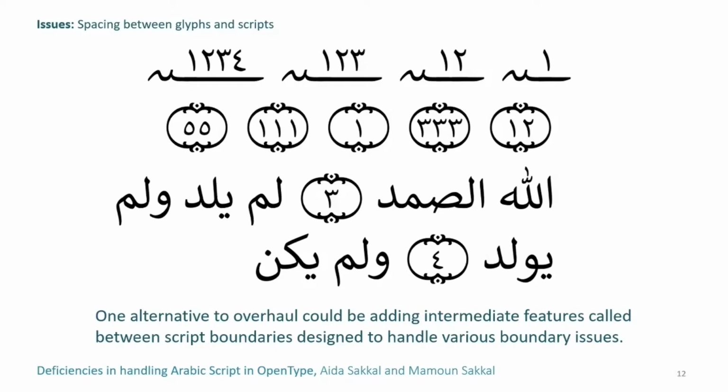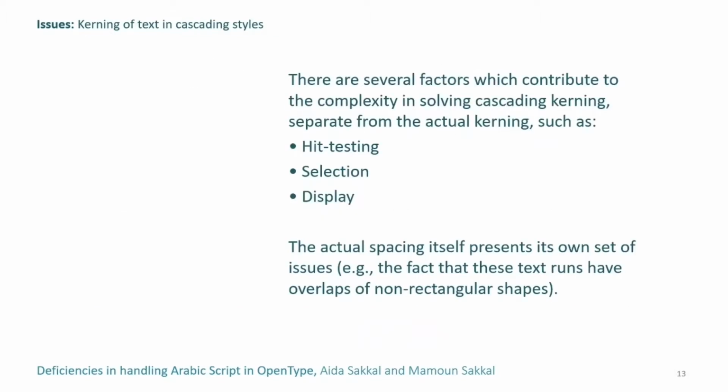Kerning of text in cascading styles is a massively difficult issue to solve with the major shaping engines as they currently exist, excluding some specialized options such as using ATypI's Arabic platform. There are several factors which contribute to the complexity in solving cascading kerning separate from the actual kerning itself. In particular, hit testing and selection, that is what to do with the cursor, especially when text runs overlap each other, and the display, where some of the text runs will start getting stacked really, really high.